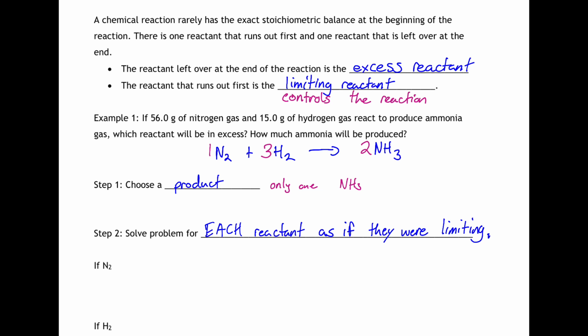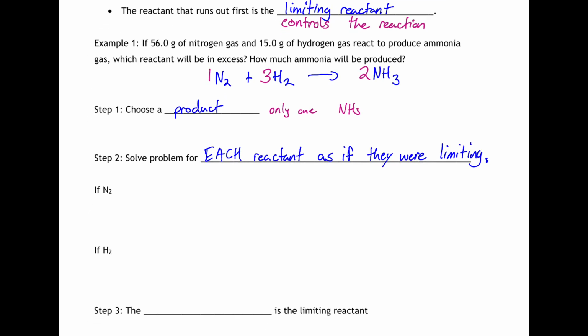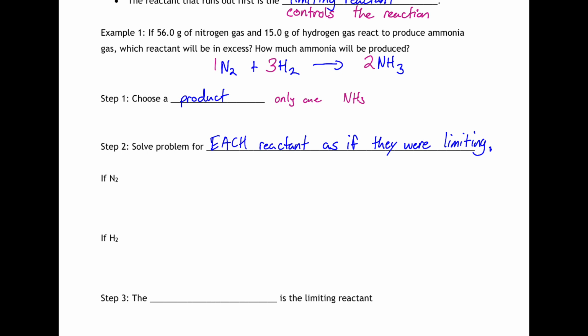So we're going to do 2 different mole ratio calculations to try to figure out which one got used up first. So given my starting points that I have 56 grams of nitrogen gas and 15 grams of hydrogen gas, those are the 2 we're going to test. First line, we're going to test nitrogen. So we start with how much nitrogen we have. In this case, we have 56.0 grams of nitrogen gas, N2. That's what we start with.